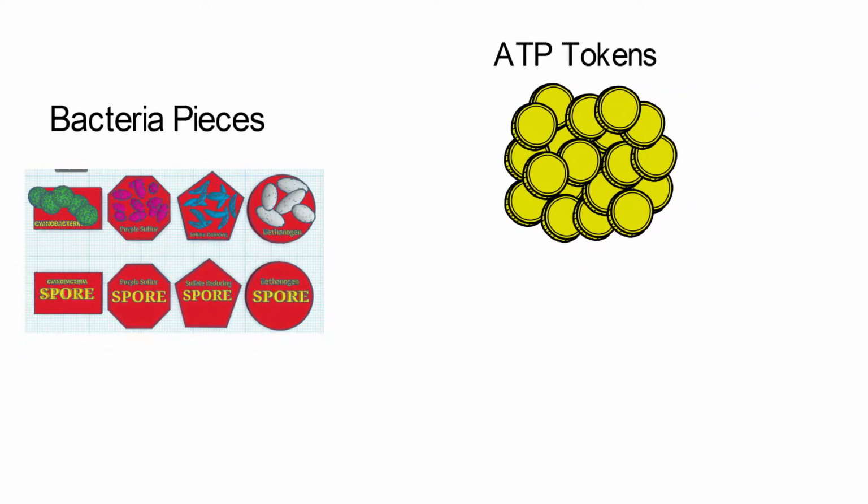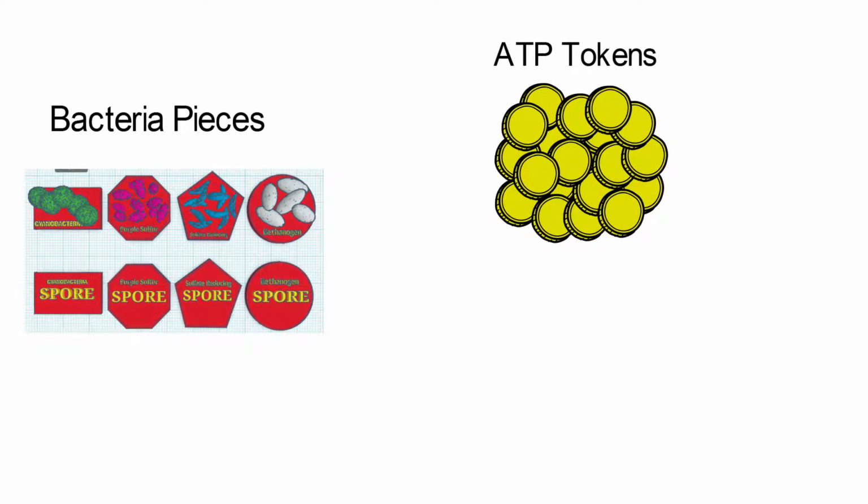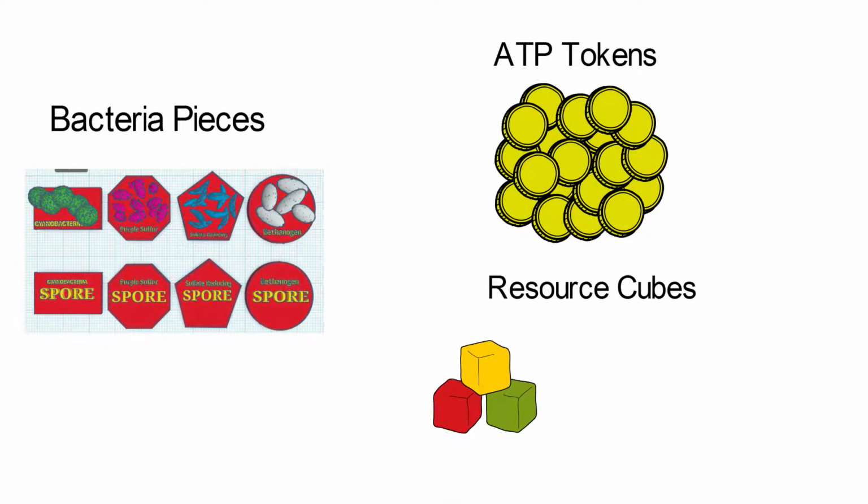Tokens represent the ATP currency present in the game, while the color assorted cubes represent resources such as CO2, H2, H2S, H2SO4, and CH4.